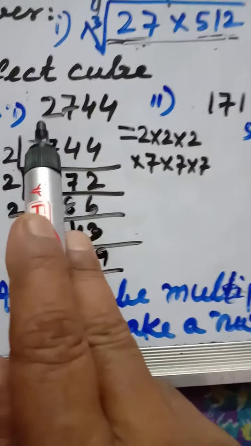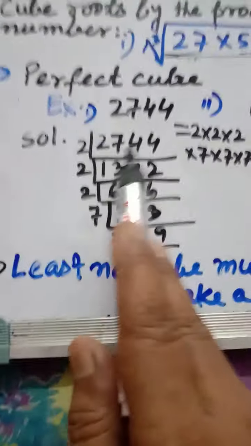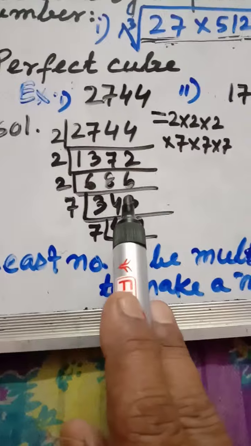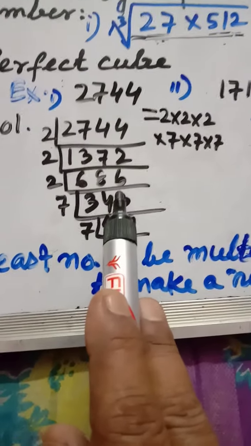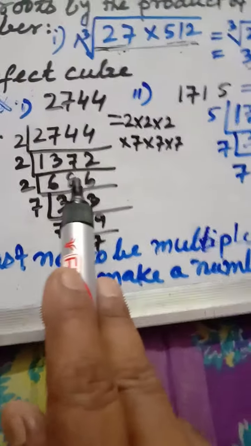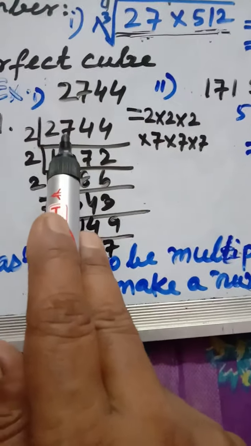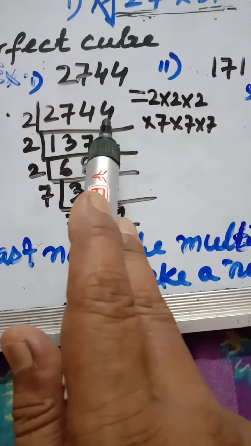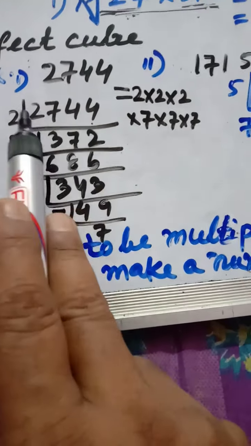Let us take an example, 2744. You have splitted the number into a product of prime factors. Don't forget, children, when you are finding the product of prime factors of a number, you will have to divide the number with prime numbers only. So this number will go with 2, because by the test of divisibility you can know the unit digit is 4. It will go with 2.